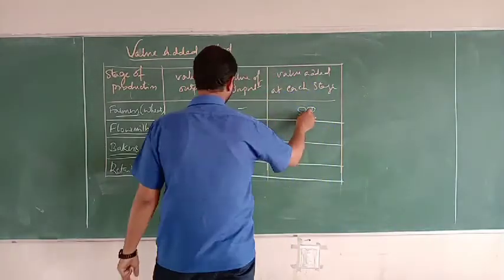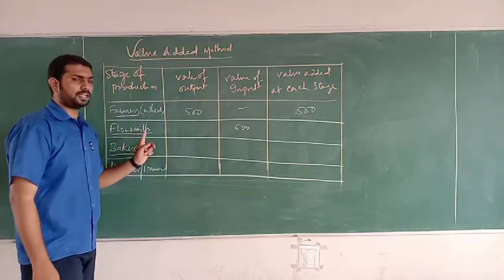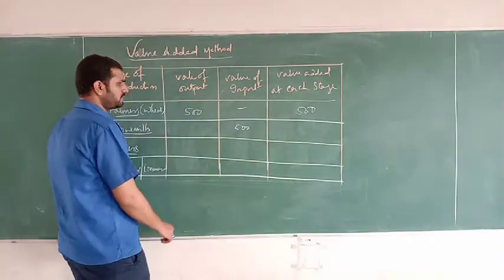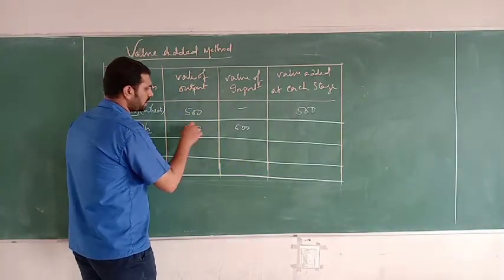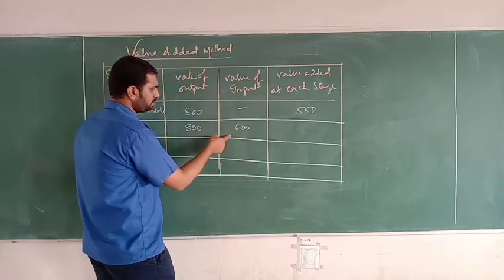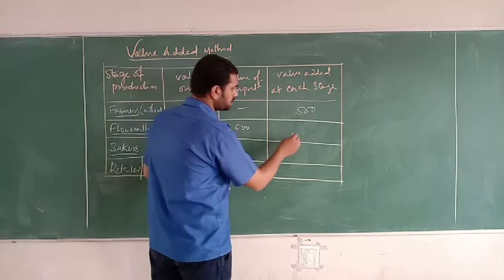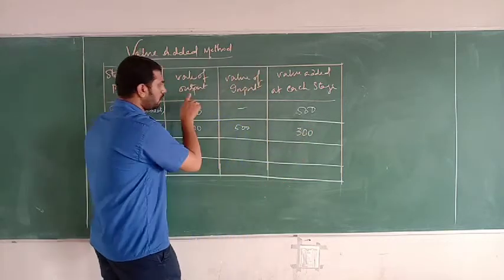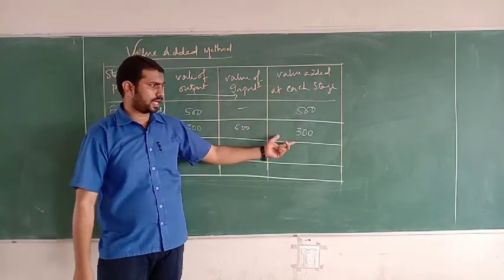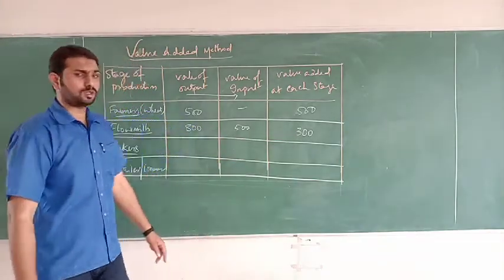Then this 500 becomes an input for the flour mills, and they are not going to sell for the same price in the market for the next stage. They may add some margin and sell at 800. For the 500 they have taken as an input, they cannot sell it for 500, they have to sell for more, that is 800. The value added, output minus input, at the second stage by the flour millers is 300 rupees.